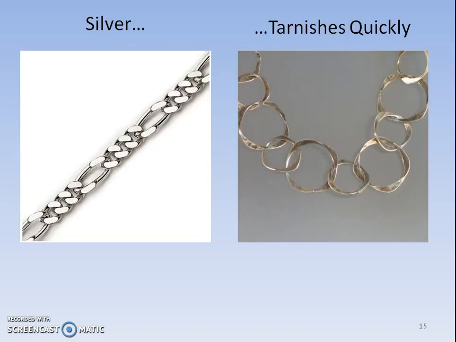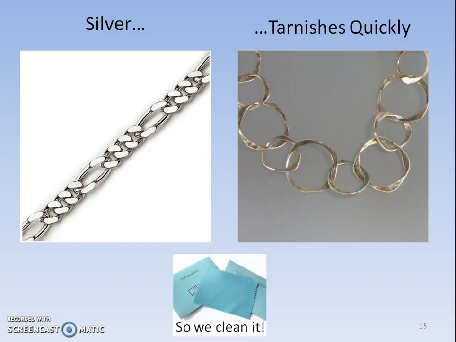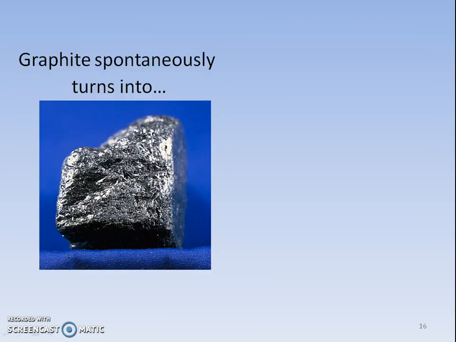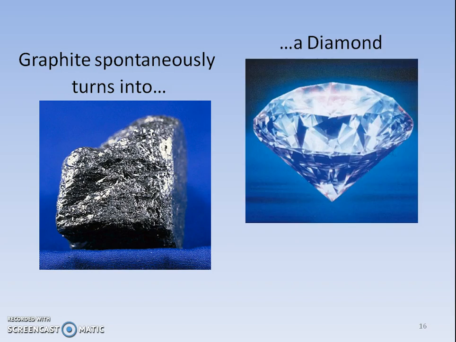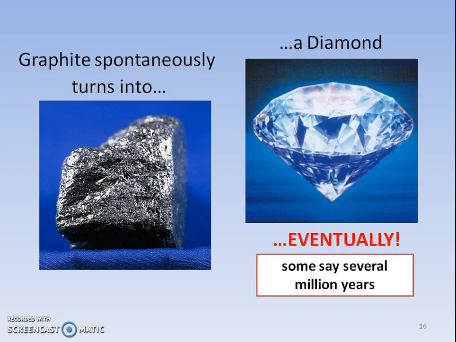Well, silver will tarnish rather quickly. So lots of times I will take my cleaning cloth and maybe every 3 to 4 months, if I see some tarnish on a silver piece of jewelry I'm ready to wear, I'll clean it. No big deal. However, something like graphite, again, will turn into diamond on its own, but it will take several million years. That's a really, really long process. So I would consider the tarnishing of silver to be fast and the coal to diamond rather slow.